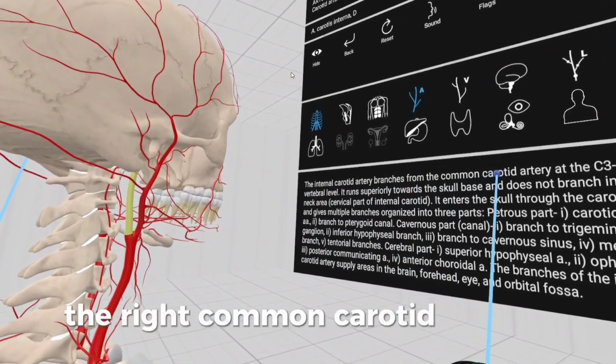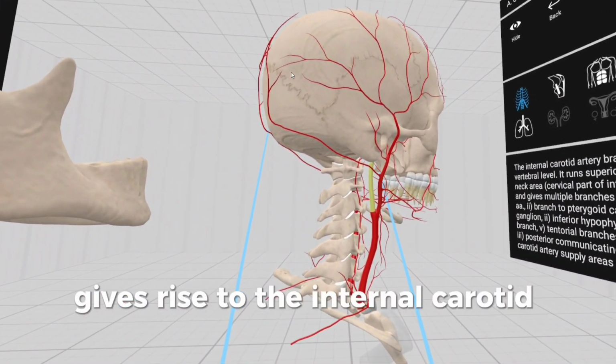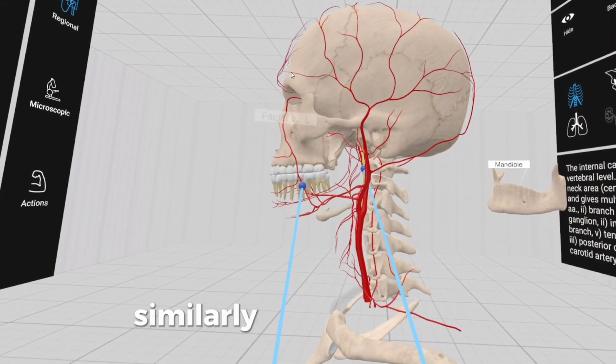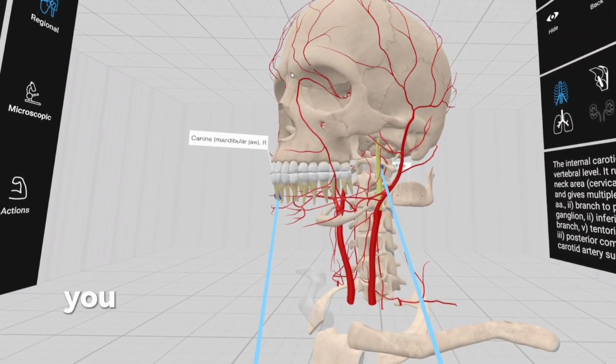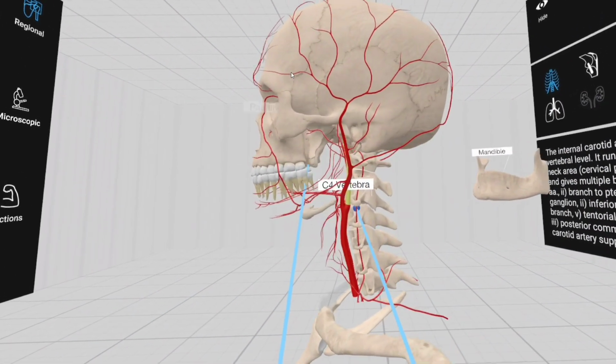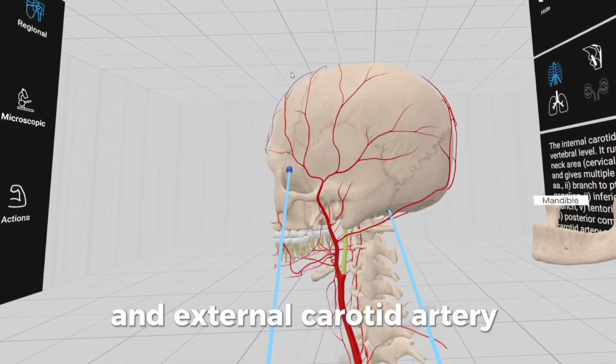The right common carotid artery gives rise to the internal carotid artery and the external carotid artery. Similarly, on the left side, we have the left common carotid artery giving rise to the internal carotid and external carotid artery.